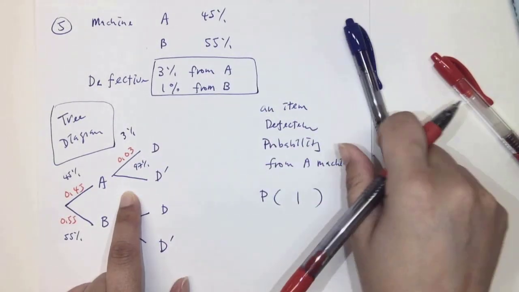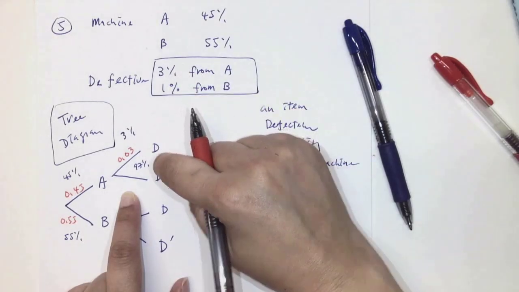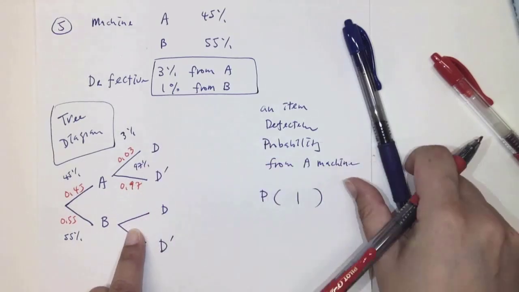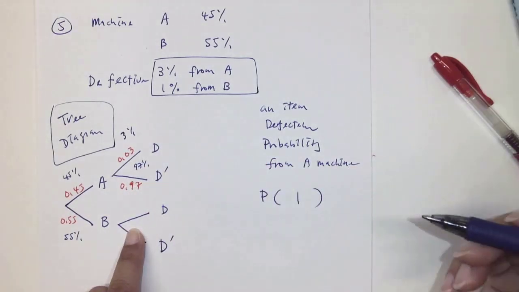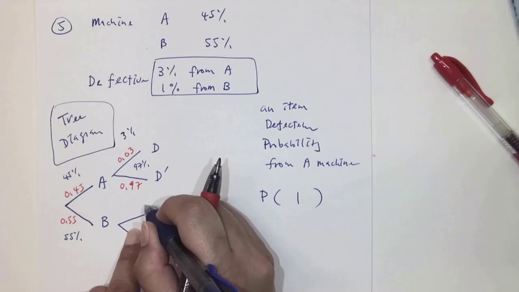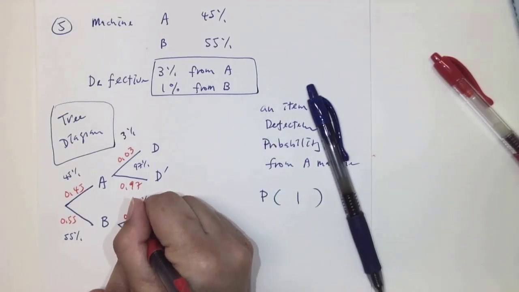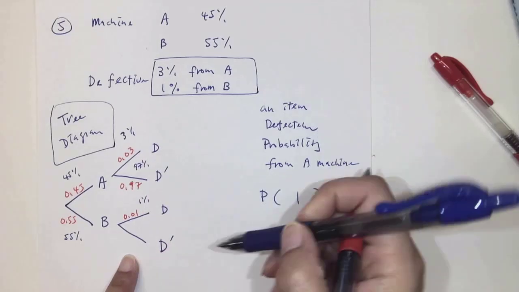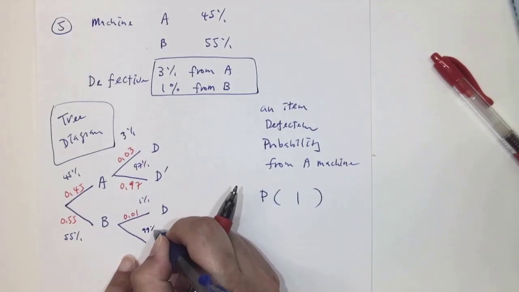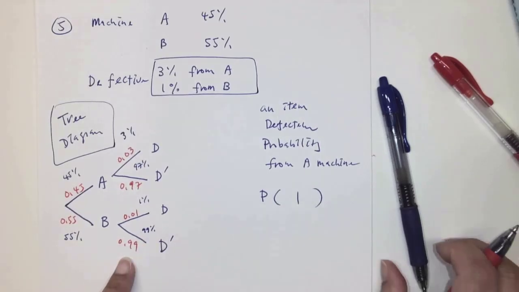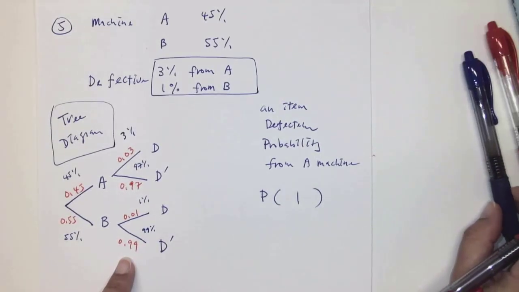97%, because 100% subtract 3 is 97, right? Meaning what decimal number? 0.97. For the B, defective? 1%, meaning 0.01. So 99% is not defective, right? So it's going to be 0.99. Can we do the tree diagram?